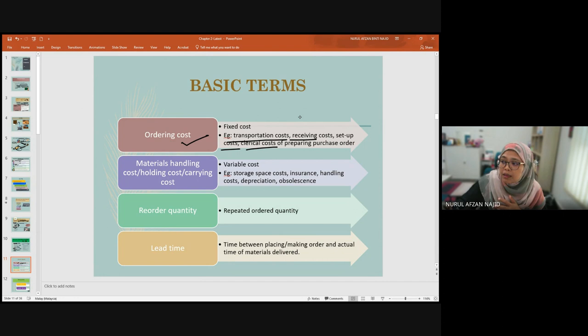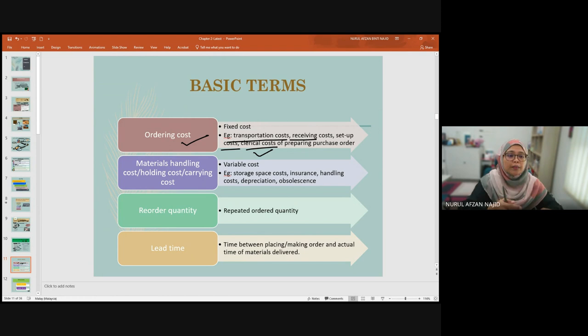Yang tu adalah clerical. Then kita ada receiving. So bila dah order semua benda, let's say kita order 300 kg tepung daripada supplier A. Supplier A ni duduk di area KL. Daripada KL datang ke Rauk, sampai dekat kilang kat Rauk, kita menerima barang tersebut.